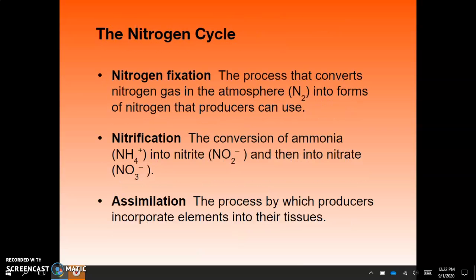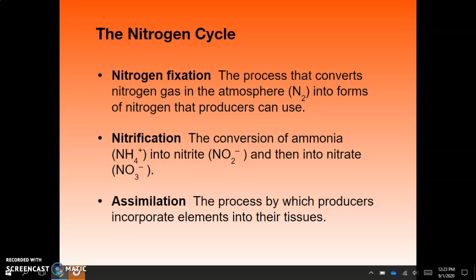There are 3 things we need to be aware of in the nitrogen cycle. The first is nitrogen fixation. This is the process that converts nitrogen gas in the atmosphere, in the form of N2, into forms of nitrogen that producers can use. So N2 is nitrogen gas, and during fixation, that gas is taken out of the atmosphere and converted into a form that producers can use.